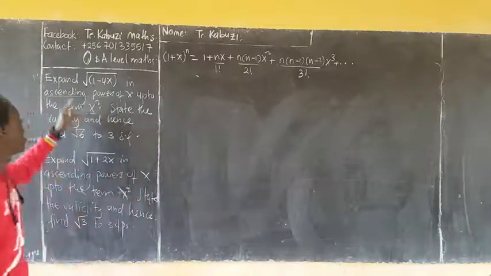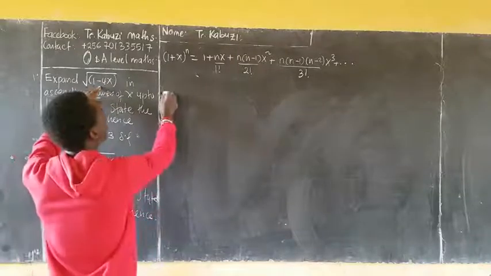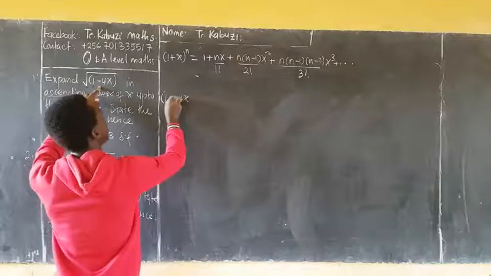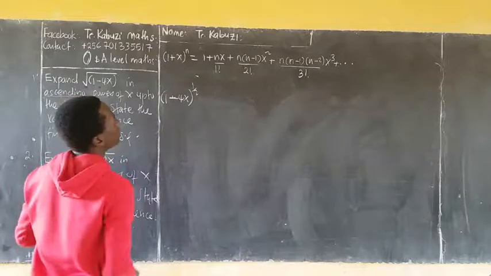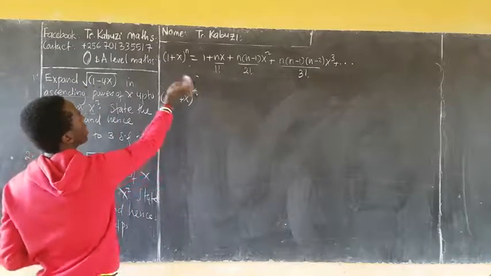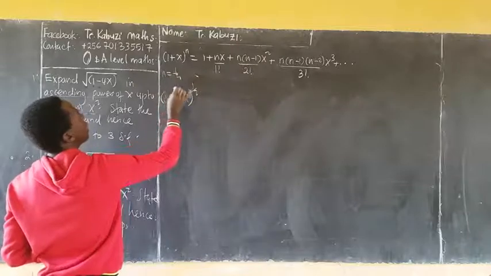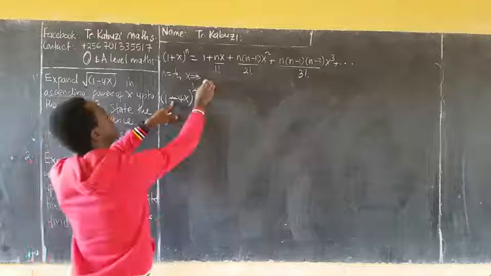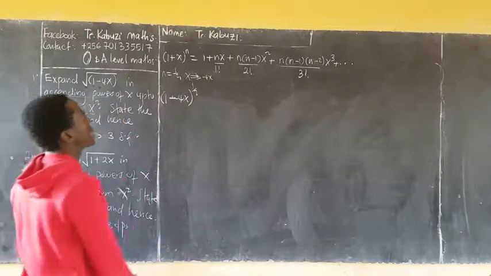So now, to start, I'm going to expand the square root of this. I first write this as 1 plus minus 4x, the whole to the power of a half. My square root I'm going to write as a half. If I compare with the formula, my n is a half, and my x is represented by negative 4x. So now I'm going to substitute into that formula.